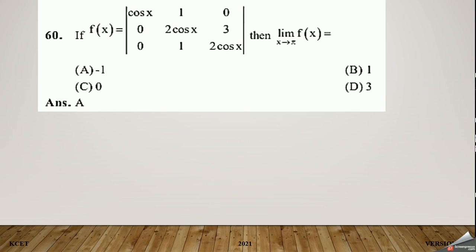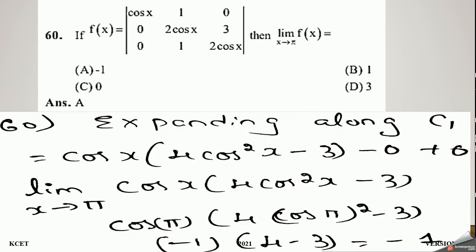Coming to the last problem, they have given us the function of x as a determinant, then a limit of the function. First let me expand the determinant along the first column, since we have two zeros there. So when you expand the determinant along the first column, cos x into 2 into 2 4 cos square x minus 1 into 3 is 3. The other terms are 0.